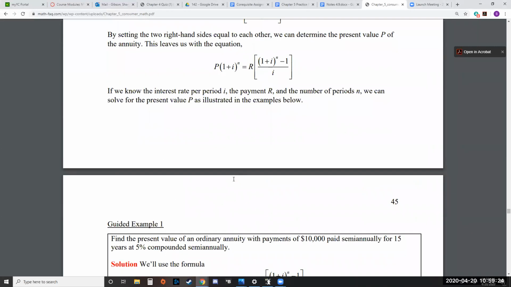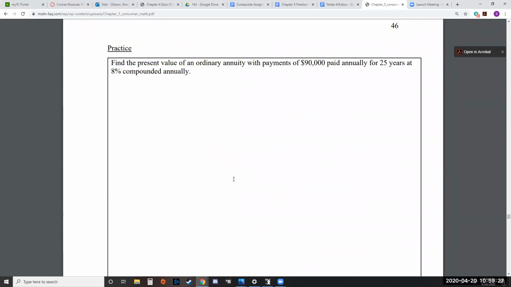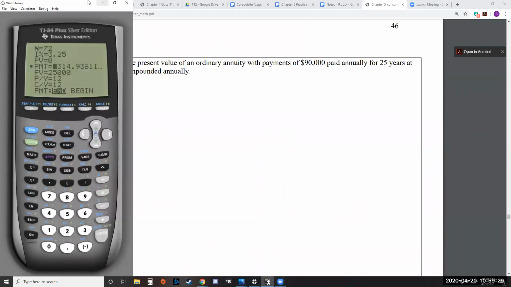All right, a couple more examples. Let's jump to amortized loans. Basically, the way the amortization formula works is it's going to relate the initial value of the loan, which is P or PV, to the payment you need to pay off the loan in a specific amount of time. That payment would be PMT or capital R in the formula.